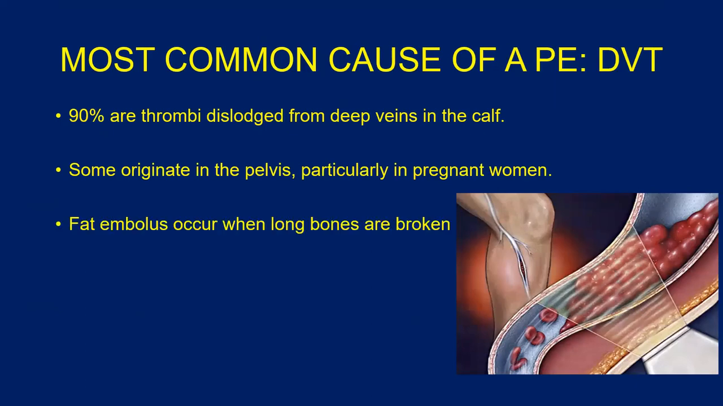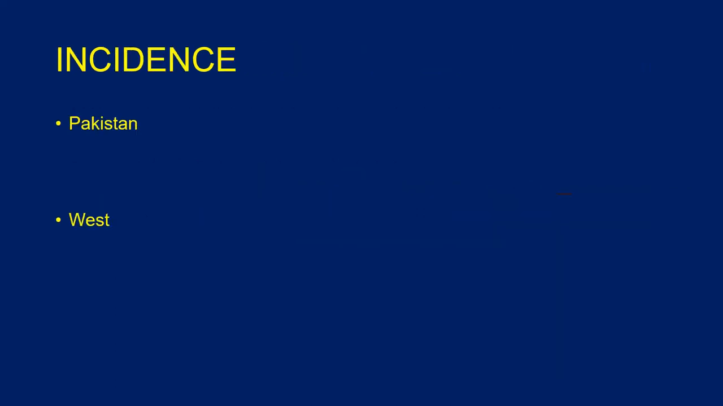So those are people that we have to look out for, because even if they have signs and symptoms that we're concerned that they may have a PE, and your lower extremity Dopplers are normal, you need to proceed with further imaging up into the pelvis to ensure that there is no origin of a clot or thrombus in the pelvic area. Other instances are fat emboli that can occur when long bones are broken, as in orthopedic trauma cases.